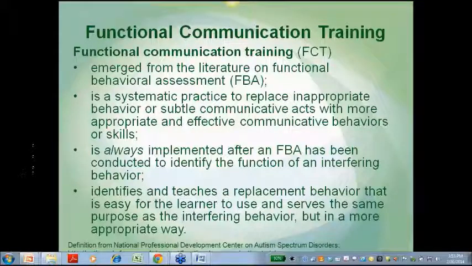And then as I read about it, I thought, oh, gosh, that's something that I certainly have done in the past. But as we explored it more and I learned more, you just grow in your profession. It most certainly did emerge from the literature on functional behavior assessment.